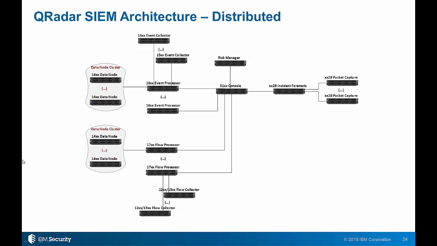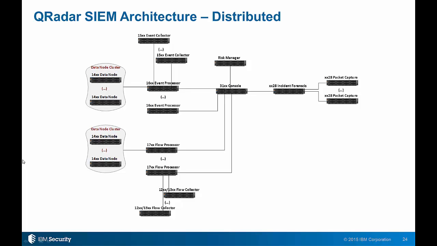This slide depicts a distributed deployment with different appliance types. In all deployments, there can only be one console. The console may have several managed hosts. Managed hosts are appliances that collect and or process event data and send the metadata to the console.